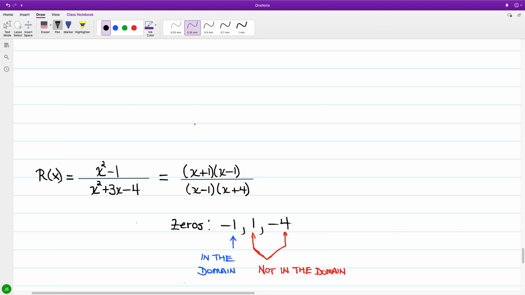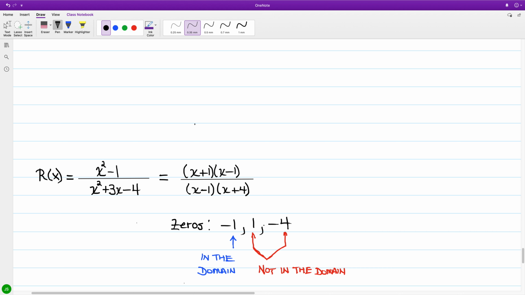It would be in the domain if we did not also end up with the 0 denominator. Because x minus 1 is present in the denominator, again, you can have a 0 numerator as long as you do not have a 0 denominator. And since 1 creates that kind of complication, 1 is not in the domain of r of x. And for x plus 4, for which we have negative 4 as a 0, x plus 4 is in the denominator. So negative 4 is not in the domain.